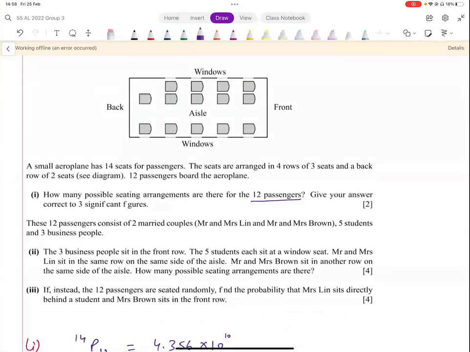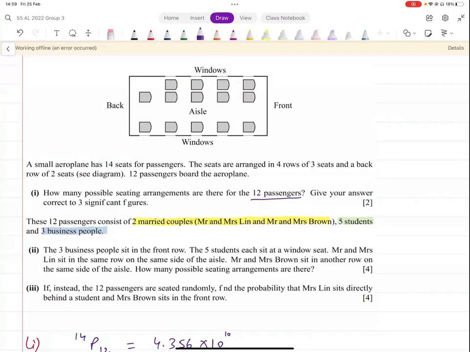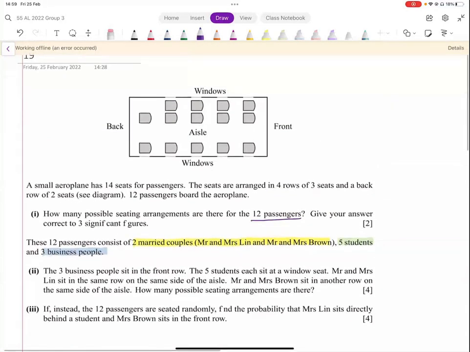These 12 passengers consist of two married couples, Mr. and Mrs. Lin and Mr. and Mrs. Brown, five students and three business people. The three business people sit in the front row. Okay, so that's decided. They are going to sit in the front row. And the five students each sit at a window seat. Mr. and Mrs. Lin sit in the same row, on the same side of the aisle. Mr. and Mrs. Brown sit in another row on the same side of the aisle.